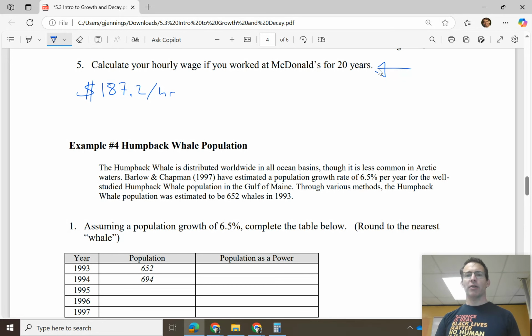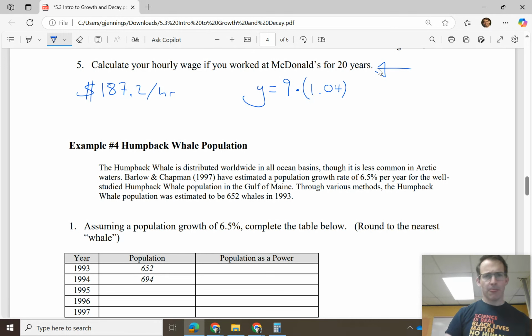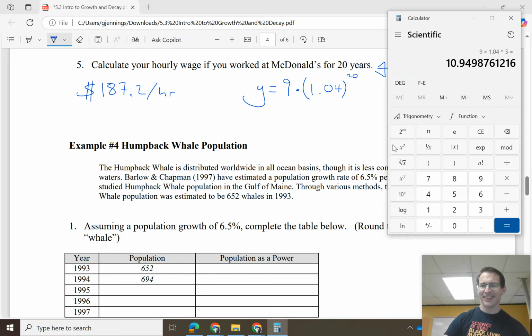So here's what our function looks like, right? Y equals 9 multiplied by 1.04. I bet maybe you have 1.4 instead of 1.04. No, it's 1.04, but I multiplied it by 20 instead of raising it to the power. You multiply by 20. No, raise to the power 20, please. That will be different. So, this is how I punch it: 9 multiplied by 1.04 raised to the power 20.